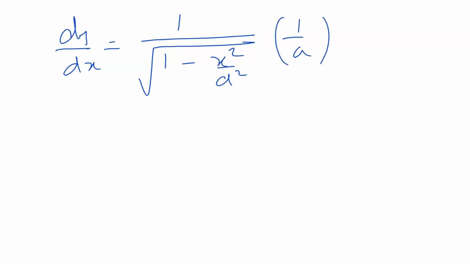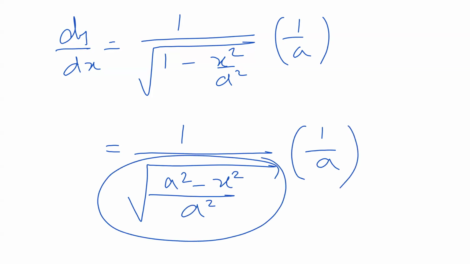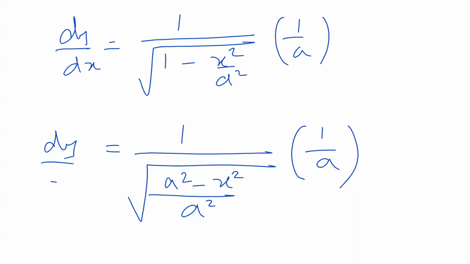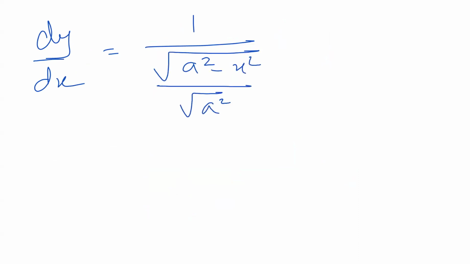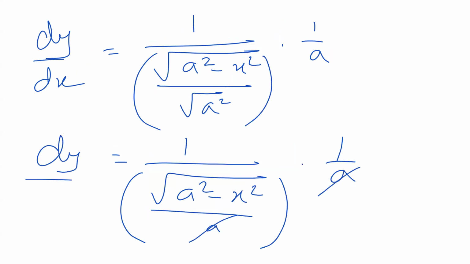Take LCM within the root. So this will be a square minus x square upon a square, into 1 upon a. Now you can give this root to numerator and denominator. So this will be written as dy by dx is equal to 1 upon root a square minus x square upon root a square, into 1 upon a. Now root a square can be written as a. So this a and this a are cancelled. So this turns out to be your final answer.